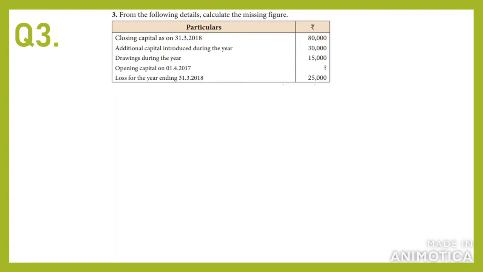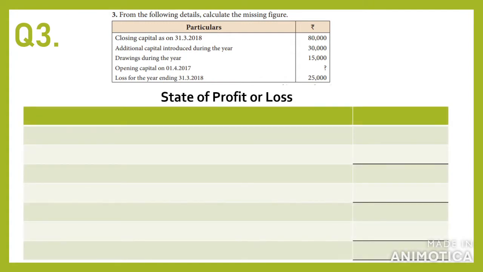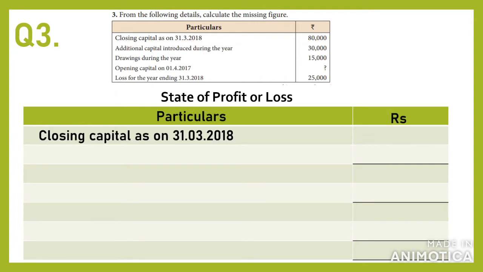Okay, so let us start with the statement of profit or loss. We follow our regular format. Okay, we start with the closing capital. What is the closing capital as of 31st March? Again, look at the problem. In the problem, it has been given. It is 80,000. Next, how much is going to be your drawings for the year? Again, look at what is given in the problem. It is 15,000. You can add 15,000 to this. Then this gives you 95,000. So 80 plus 15 is 95,000.